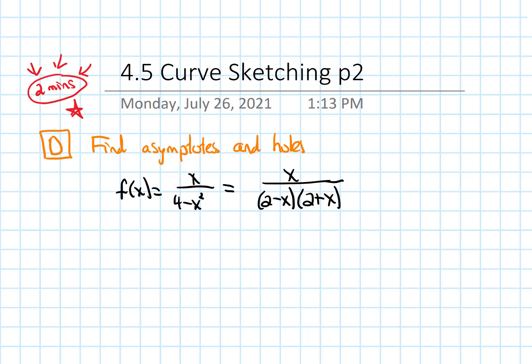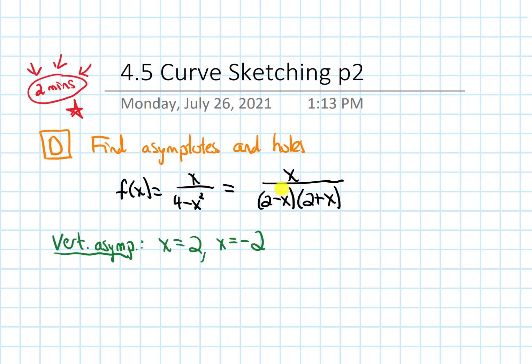Alrighty, so my vertical asymptotes, because this is a rational function, it's just a polynomial over a polynomial, my vertical asymptotes come from factors in the denominator that don't cancel completely away. And in this example, nothing canceled away. So I'm going to get a vertical asymptote from what makes 2 minus x equal to 0, and that's x equals 2. We'll also get a vertical asymptote from what makes 2 plus x equal to 0, and that's x equals negative 2.